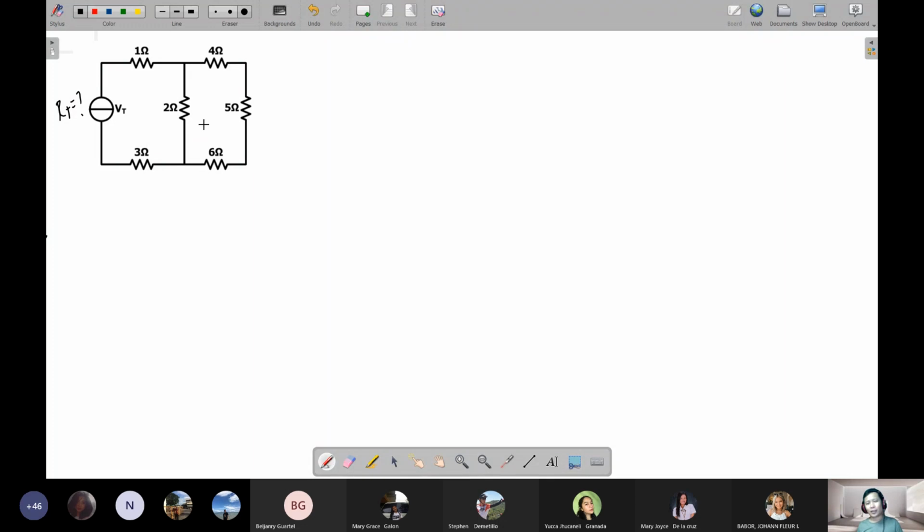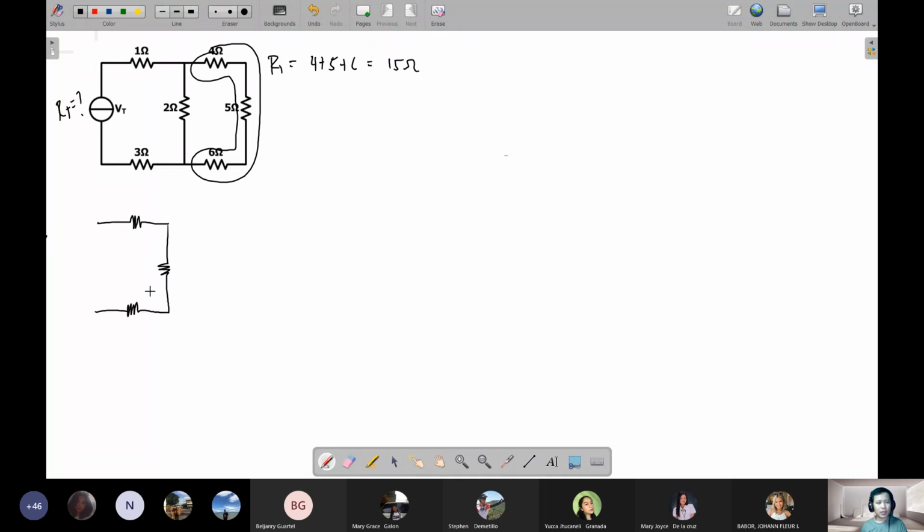So again, you start with what is there. Since we found 4, 5, and 6, let's start with this one. I will call this R1. Since R1 is a series, you will have 4 plus 5 plus 6. This is 15 ohms. Again, redraw your circuit. Redraw the circuit with 1. 2 ohms will still remain. 3 ohms will still remain.